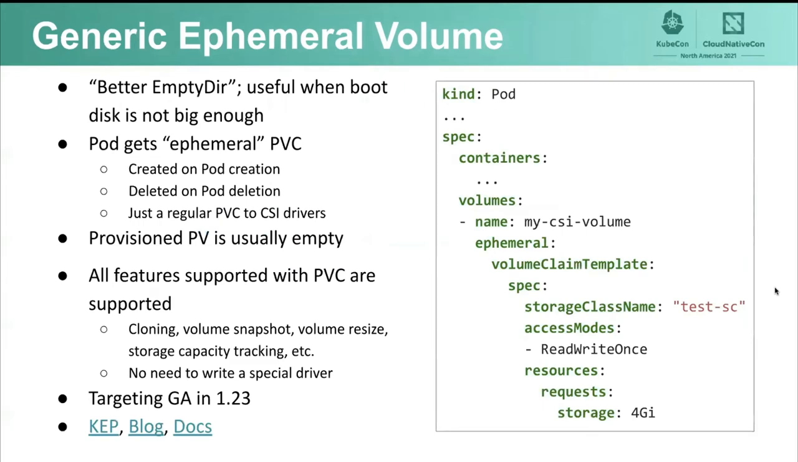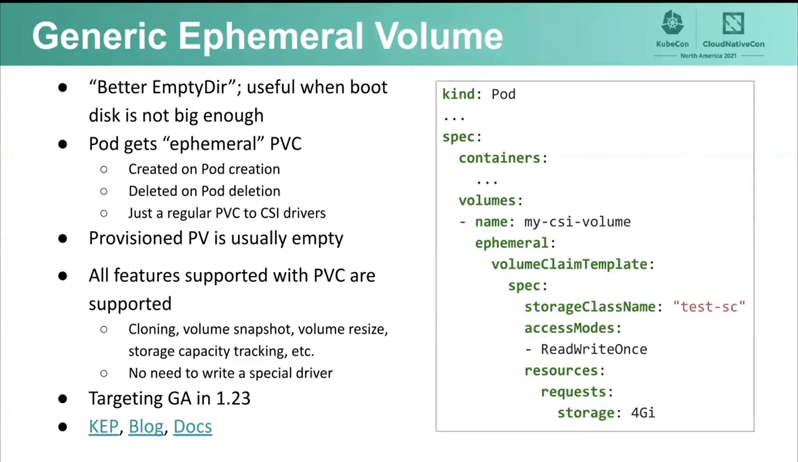Next, I'm going to talk about generic ephemeral volume. The generic ephemeral volume feature allows any existing storage driver that supports dynamic provisioning to be used as an ephemeral volume with the volume's lifecycle bound to the pod. It can be used to provide scratch storage that is different from the root disk, for example, persistent memory or a separate local disk on that node.